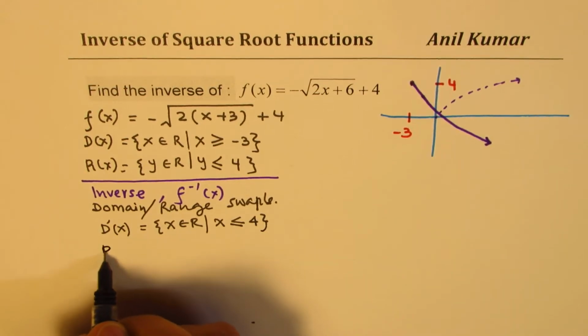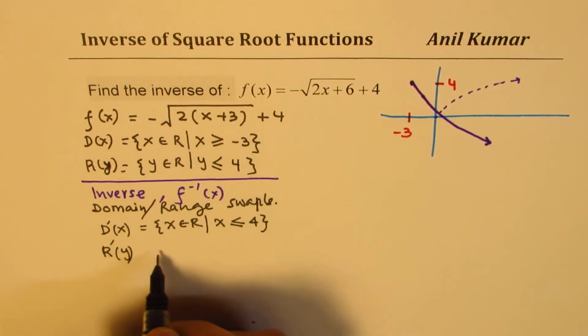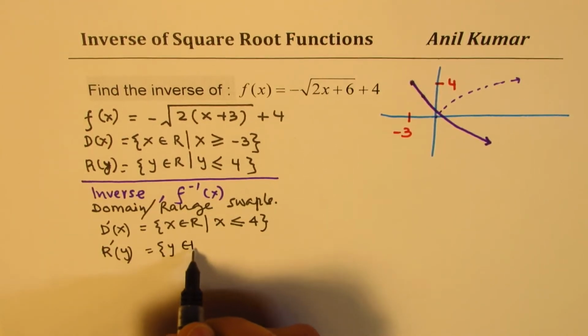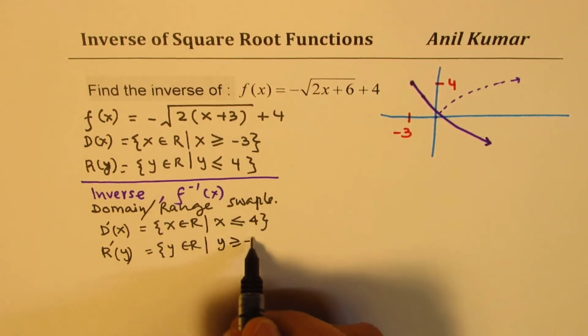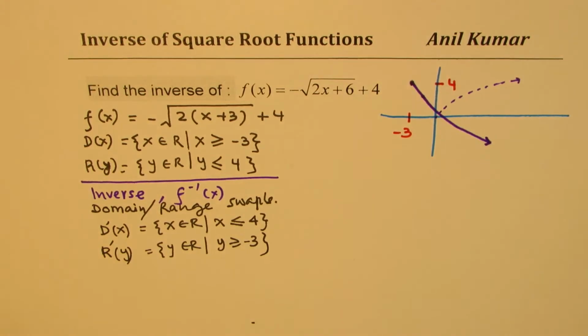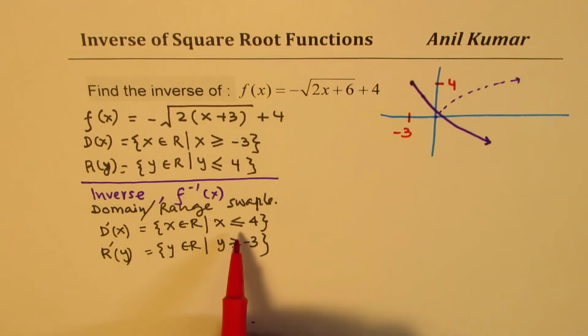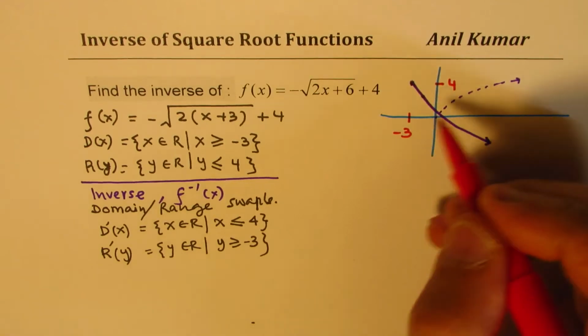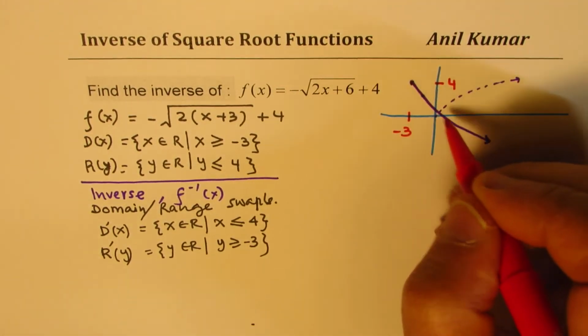Correct? As far as the range of the inverse function is concerned, we should write y here. It'll be y belongs to real numbers, and the domain becomes the range. So y becomes greater than or equal to minus 3. Do you see that? So immediately you get the answer to your question. What I'm trying to say is that the parabola, which will be part of its inverse, will have a restriction, and that is that the x value will be less than or equal to 4. So let's say this is 4. I know this graph is not very correct.